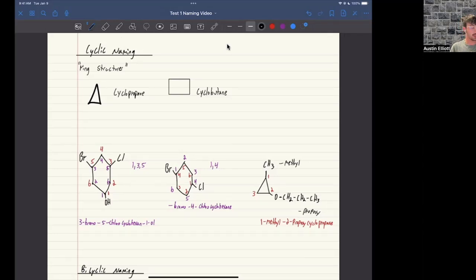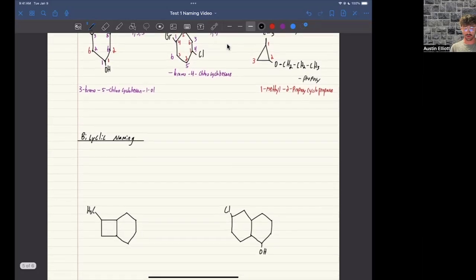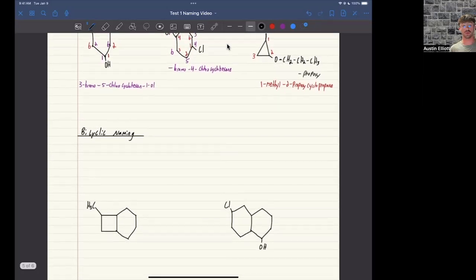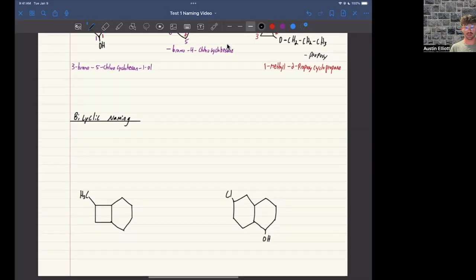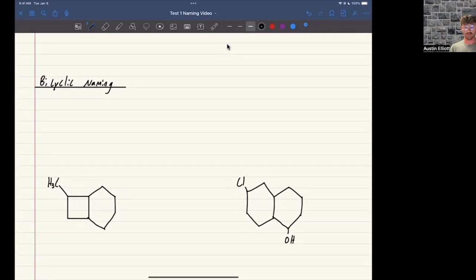Now, bicyclic naming can be a little bit confusing. It's very different. We have two ring structures combined, as you can see right here. Some of the tips for naming these: right here, these are the bridgeheads.